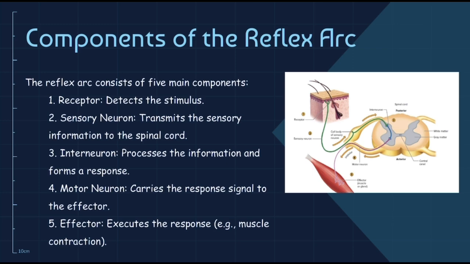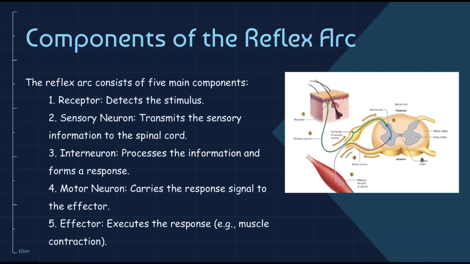So our receptor detects the stimulus. Then our sensory neuron transmits the sensory information to the spinal cord. Then our interneuron processes the information and forms a response. Then our motor neuron carries a response signal to the effector. And then finally, our effector executes the response.